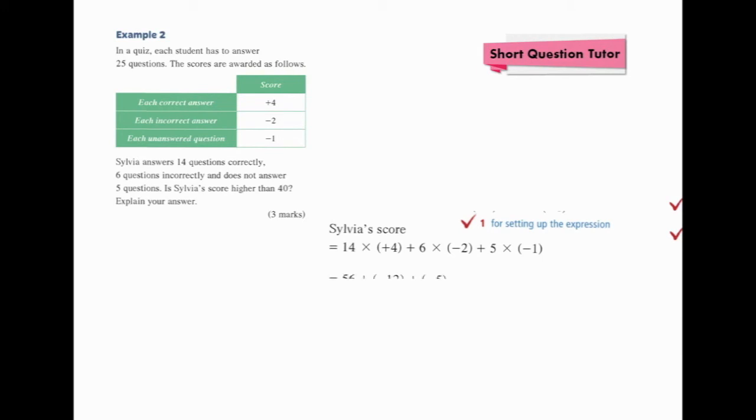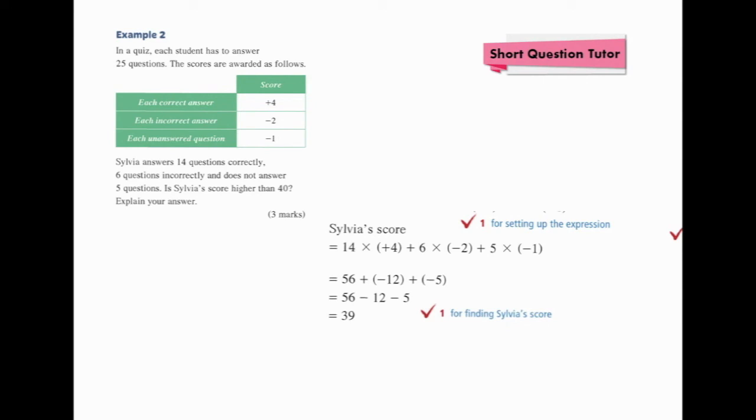14 times +4 equals 56. 6 times -2 equals -12. And 5 times -1 equals -5. Remove the brackets, we have 56 minus 12 minus 5. So Sylvia's score is 39, where we will get the second mark.